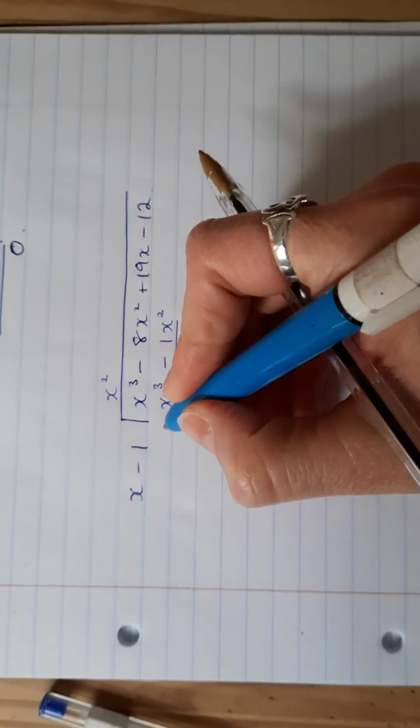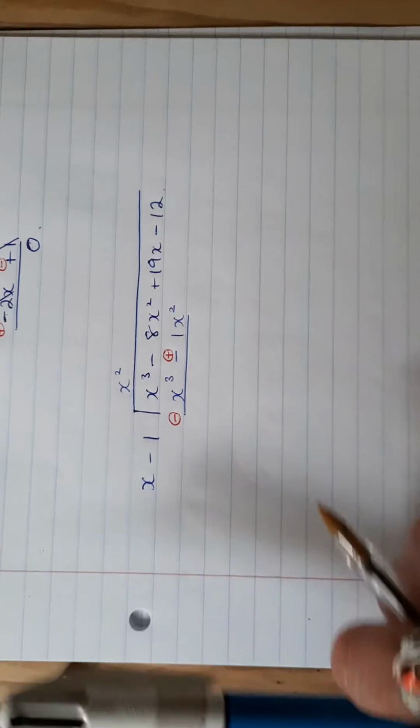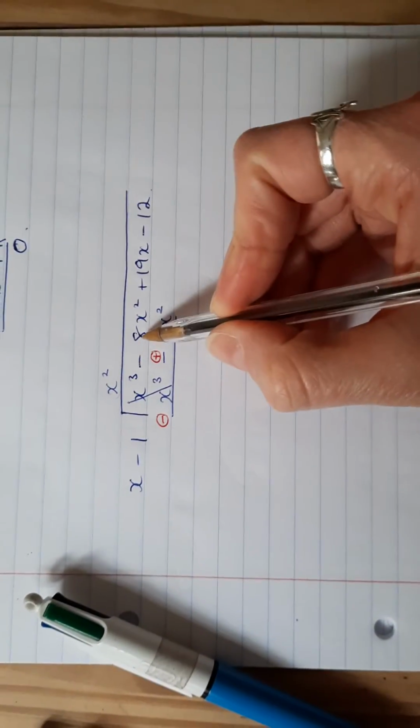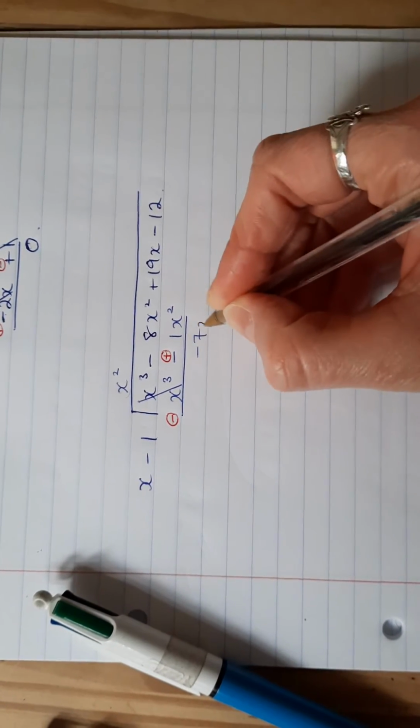Draw a line, change sign. So really I should be saying draw a line and subtract. So that's a plus becomes a minus becomes a plus. Now subtract. So they're gone. And -8 of them and 1 of them leaves you with -7 of them.